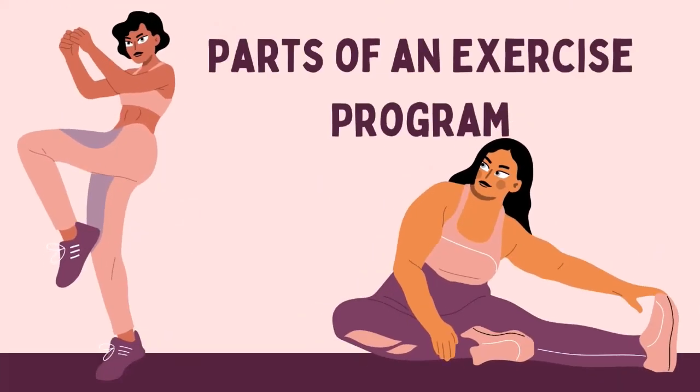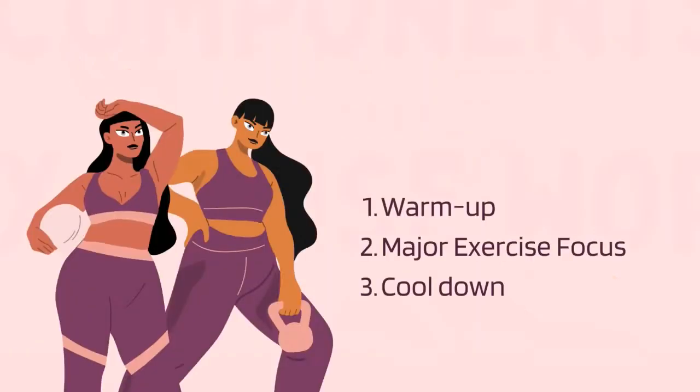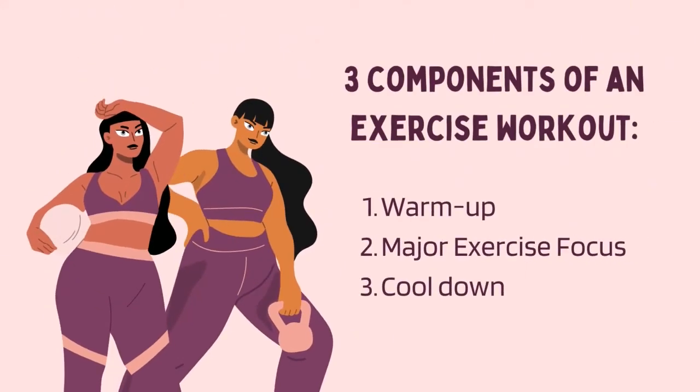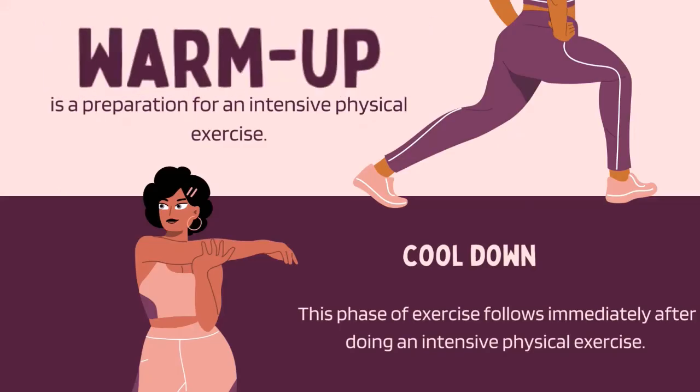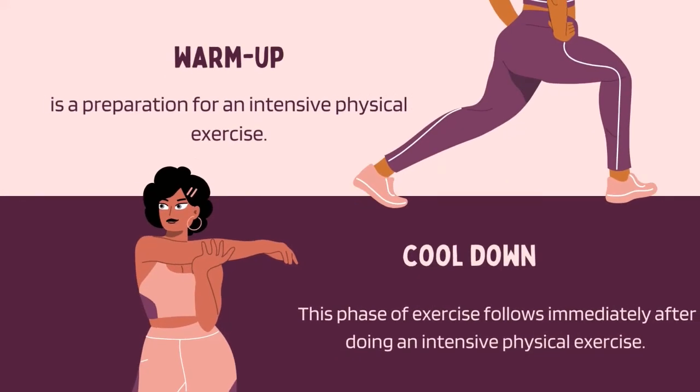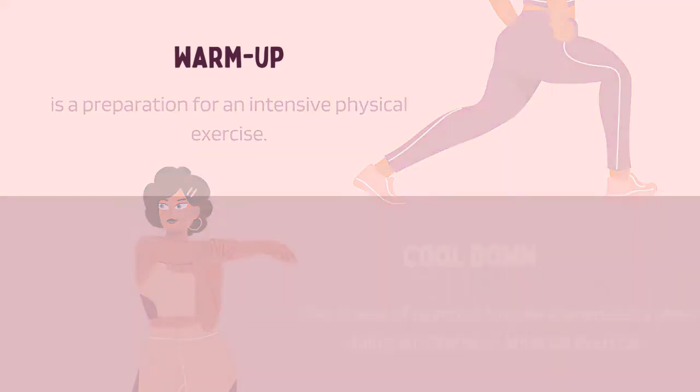Now let's explore the parts of an exercise program. There are three components of an exercise program. Number one is warm up, number two is major exercise focus, and number three is cool down. Warm up is essential prior to the actual workload as it prepares the body for more strenuous activities. And cool down is the phase of an exercise that follows immediately after doing an intensive physical exercise.